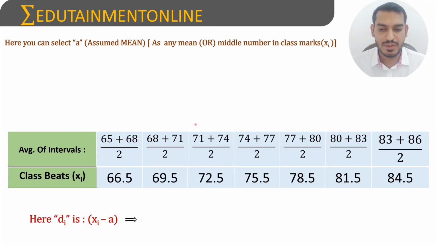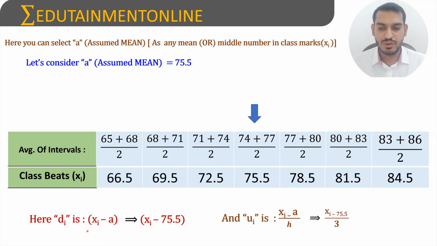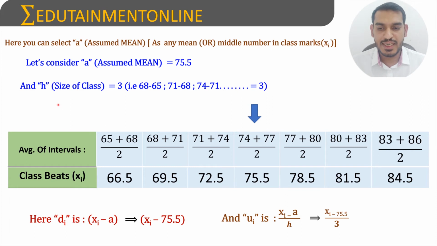So we will take the assumed mean as the middle term, which is 75.5. We can eliminate the last 3 terms and the first 3 terms, and we have the middle term as 75.5. Therefore, the assumed mean is 75.5. So di will be xi minus a, which is xi minus 75.5, and ui is taken as xi minus a by h. And h is the class size, which is 68 minus 65 or 71 minus 68, which is 3.